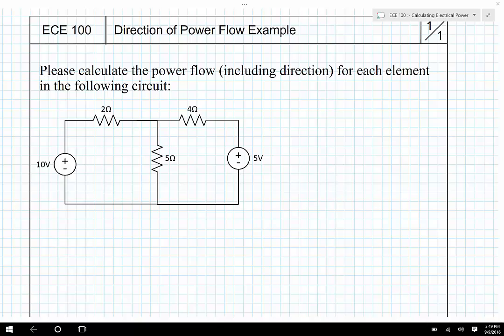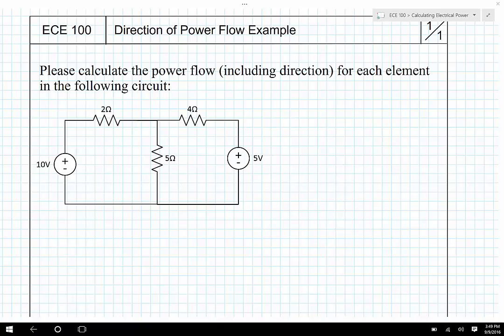So we're going to need to have the voltage and the current associated with each of the 5 elements in this circuit. Now, we already have the voltage associated with the 2 voltage sources, but we don't have the currents. So we're going to need to do some labeling. We're going to need to do some calculating before we can even get to the power.